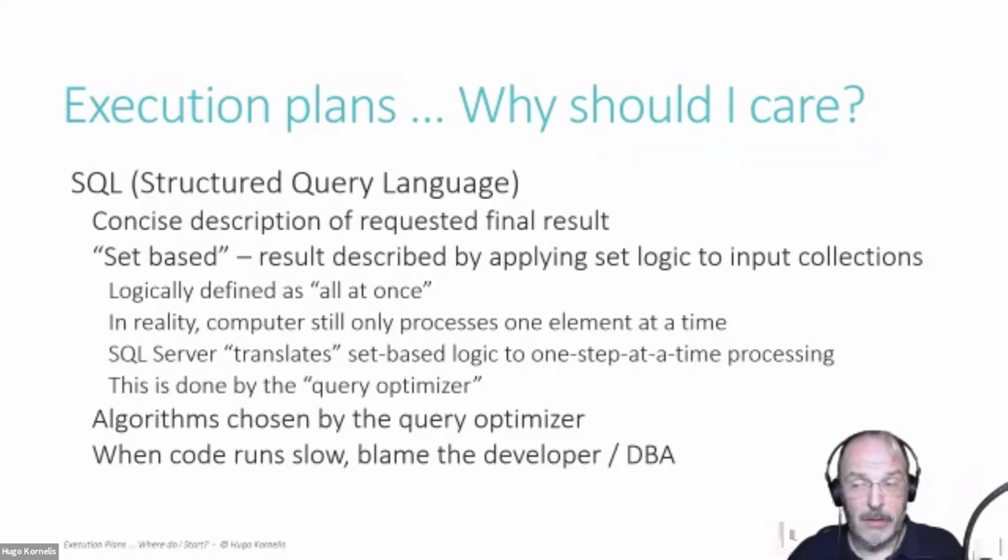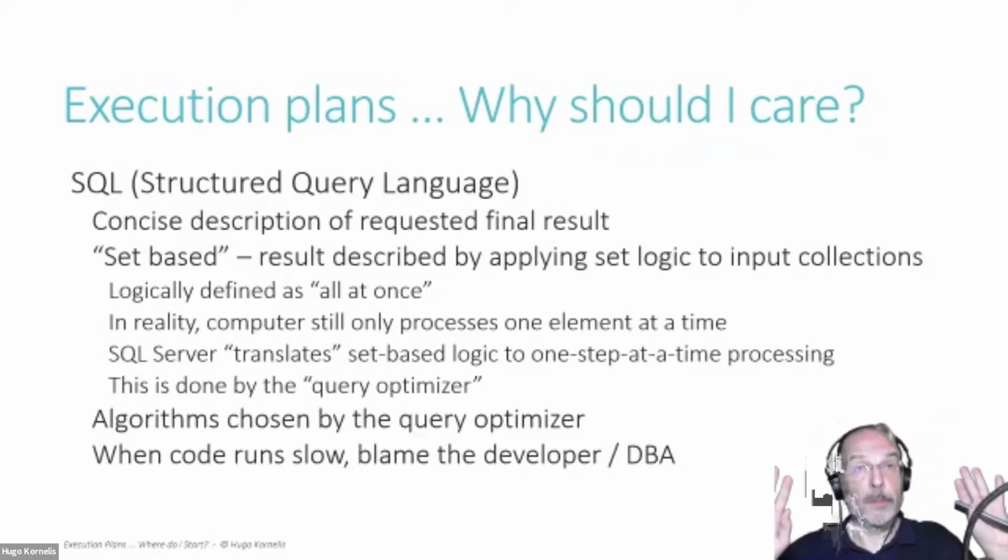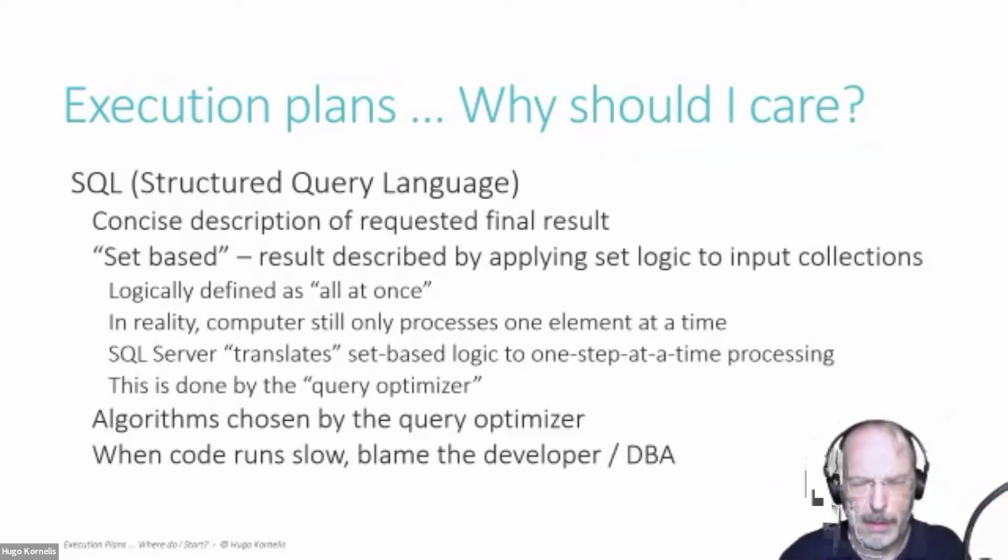And that means that when the code runs slow, well, it's still the developer that gets the blame, not the query optimizer. Sure, if my boss curses at me because the code is slow, I can say, hey, it's not my fault. The optimizer made a mistake. You know what my boss will say? I don't care, Hugo, fix it. And she's right, that's my job. But I did not choose the algorithm, and that's where I can run into a problem.